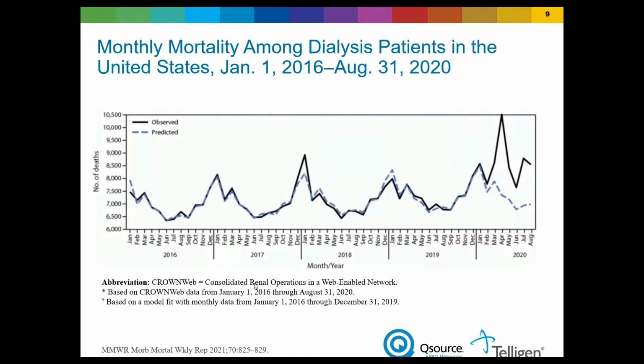Next slide, please. This chart demonstrates monthly mortality among dialysis patients in the United States between January 2016 and August 2020. As you can see, there are 4 or 5 years shown here, and there are peaks during the colder months prior to the COVID pandemic, which likely represents the flu season and increased prevalence of pneumococcal infections. And in 2020, you can see a higher peak throughout the year, in fact, including the summer months, which fits in with the COVID pandemic.